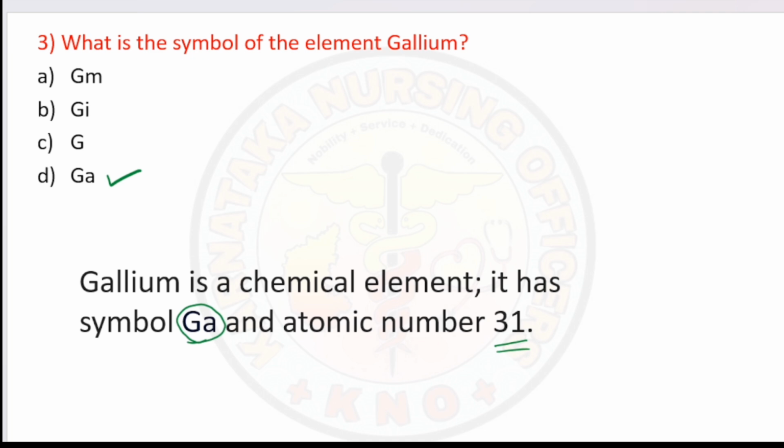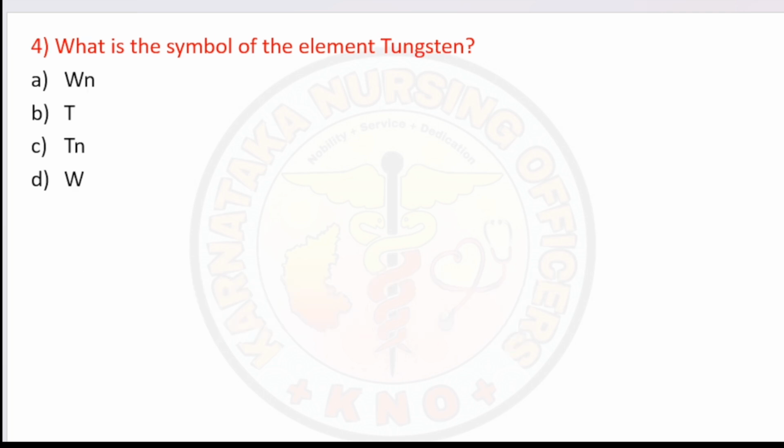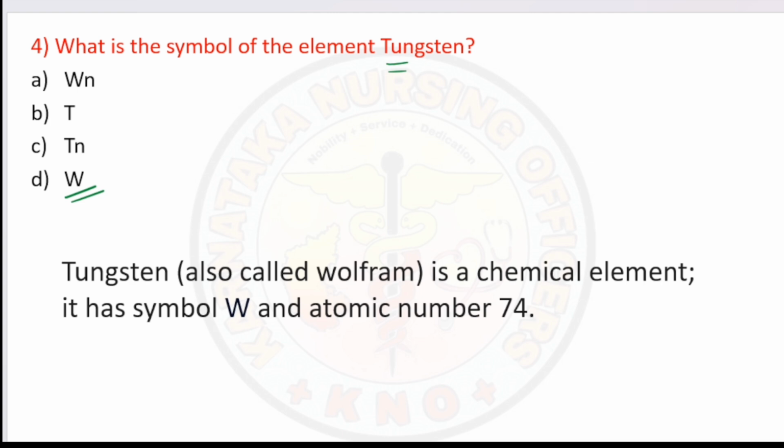So next question. What is the symbol of the element tungsten? So in the previous question only we have seen, right? So tungsten is represented by the symbol W. Okay. So the correct answer is option D, W is the symbol of the element tungsten and it has the atomic number 74.